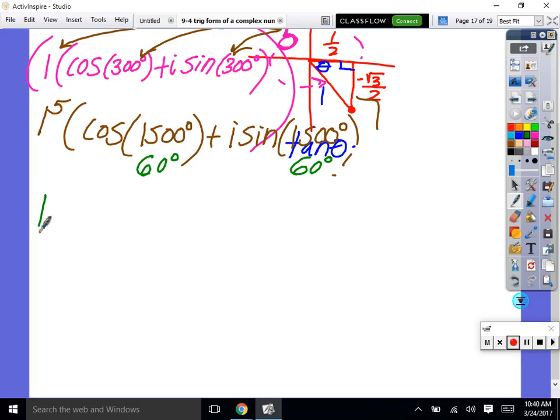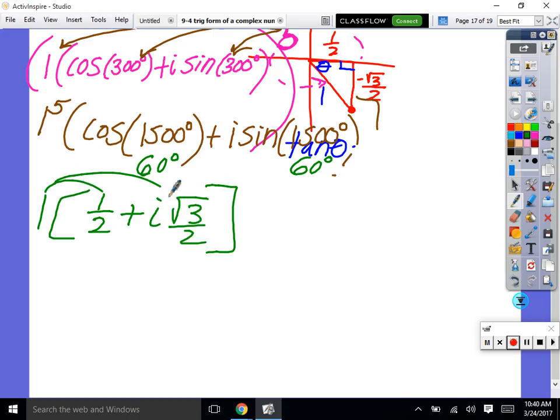So then we have 1 times the cosine at 60 degrees is 1/2. And then the sine at 60 degrees is root 3 over 2. So we have plus i root 3 over 2. Now we'll multiply 1 in. So obviously our answer is just 1/2 plus i root 3 over 2.